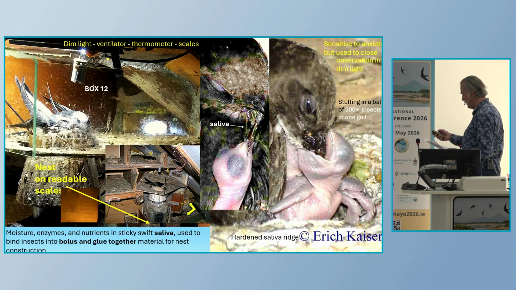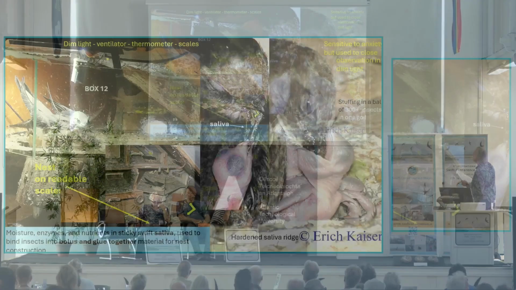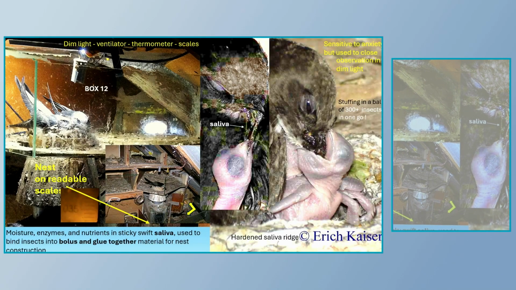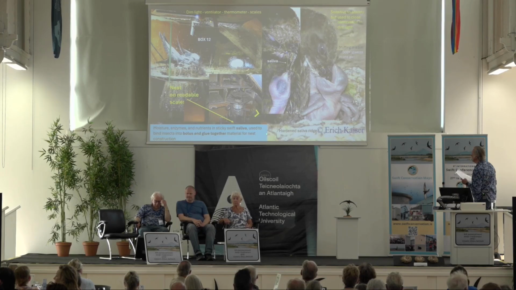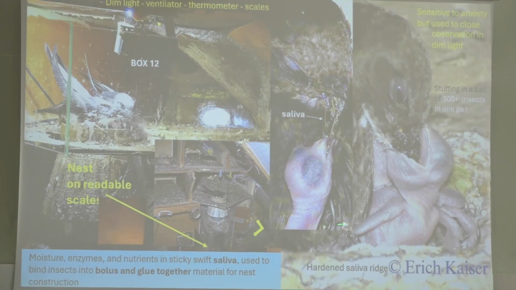Here you can see the scales again on a readable scale, and that's the swift from very nearby. You could see this very near, and you could even see the saliva of the food bolus. It contains enzymes, nutrients and moisture for the young, stuck together with saliva, and the same saliva is for building the nest. It hardens in the air.